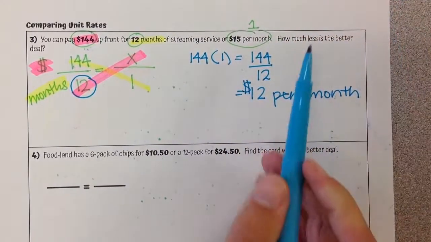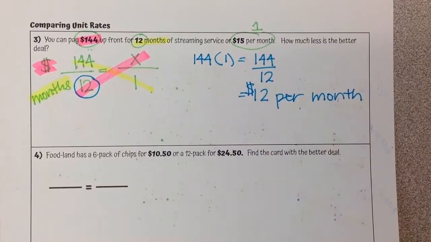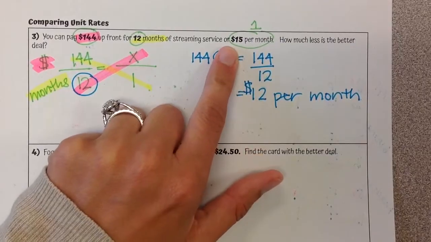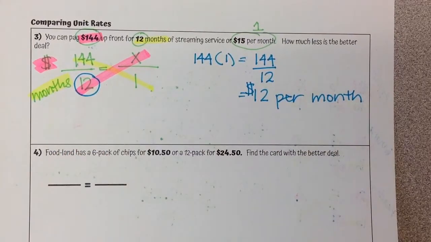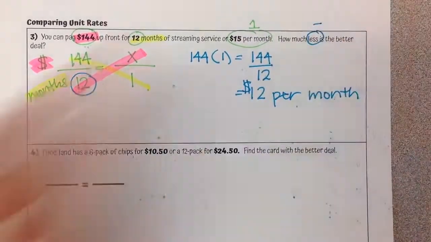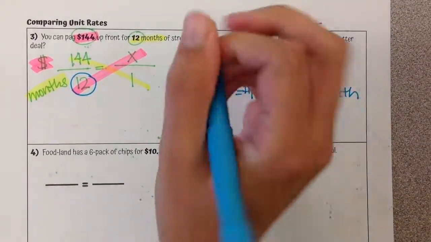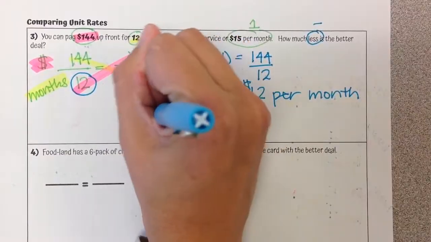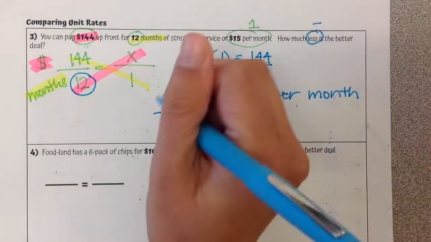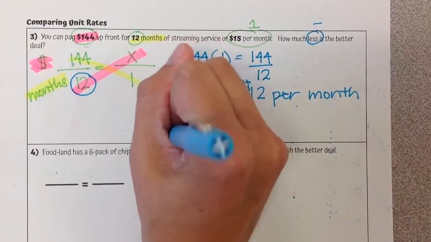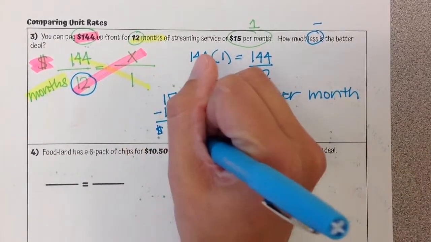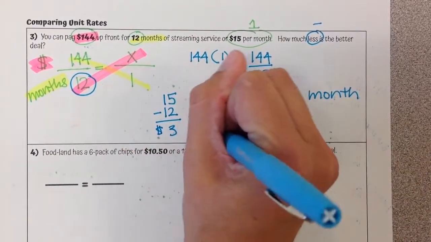So the question is, how much less is the better deal? Well, we've got $15 per month or $12 per month. We're looking for less, which means subtraction. So I'm going to take my higher number, which is 15. I'm going to subtract my lower number of 12, which is a difference of 3. So it's $3 less.